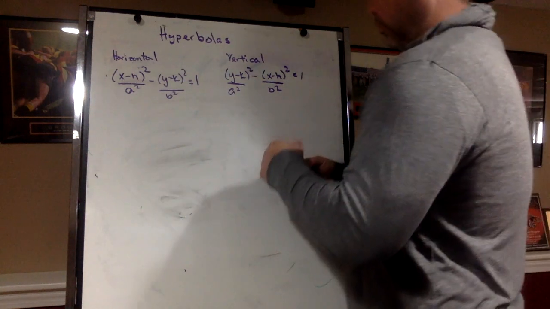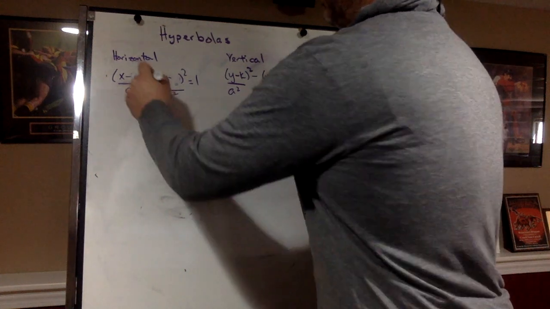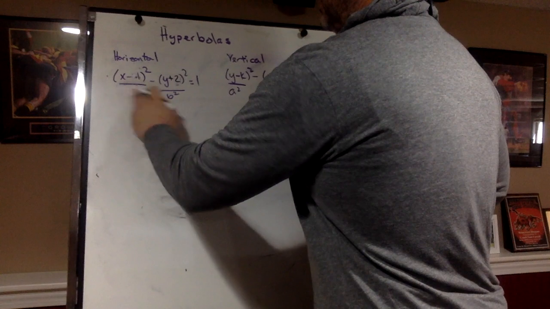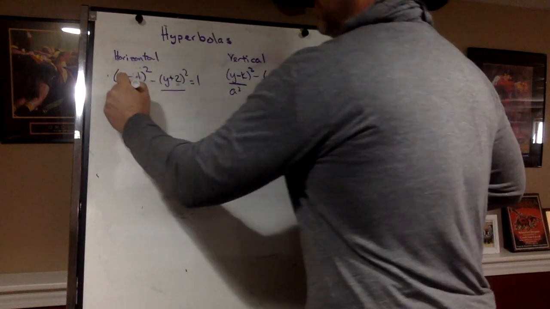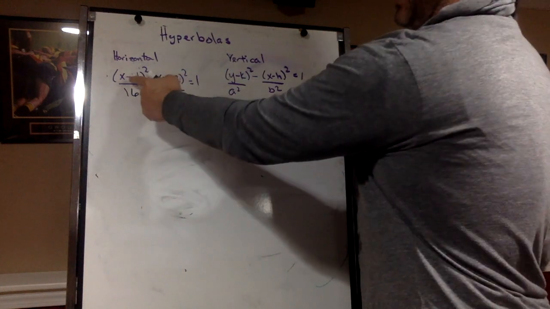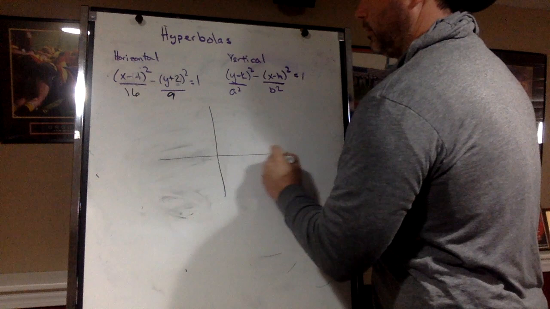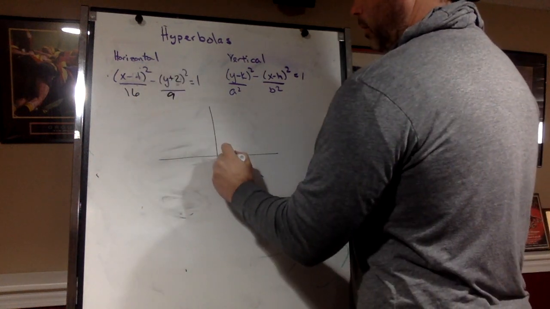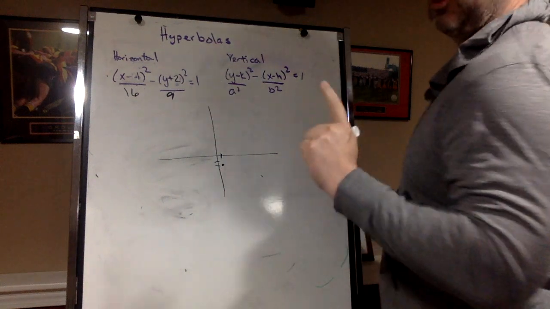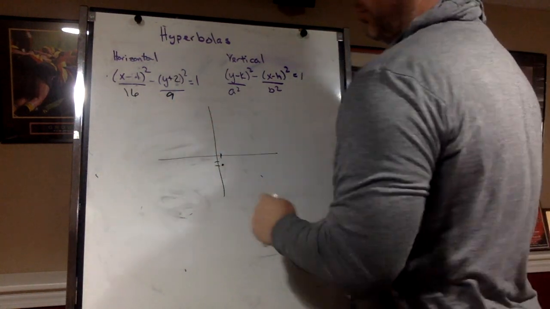Okay, so let's look at this one. We'll change some numbers here. We'll make this one -1, we'll make that +2. We'll make the bottom here 16 and 9. Okay, so x comes first, so it's horizontal. So let's graph our center, 1, -2.